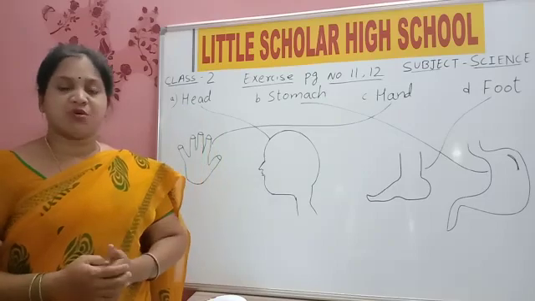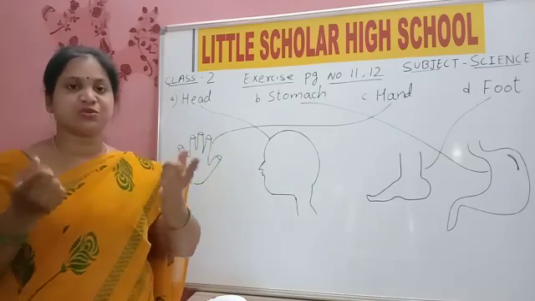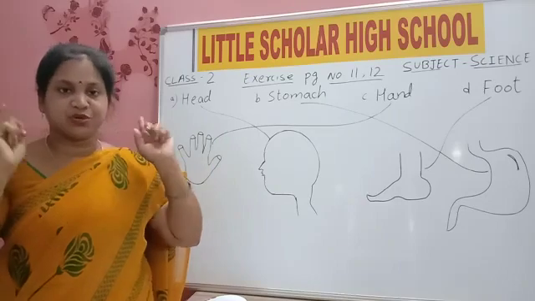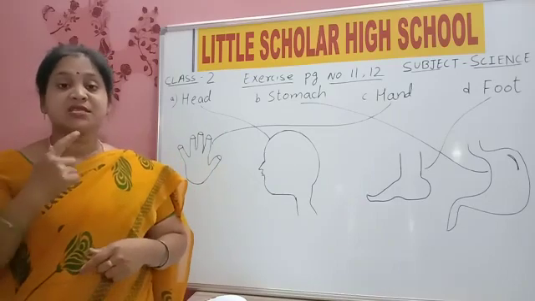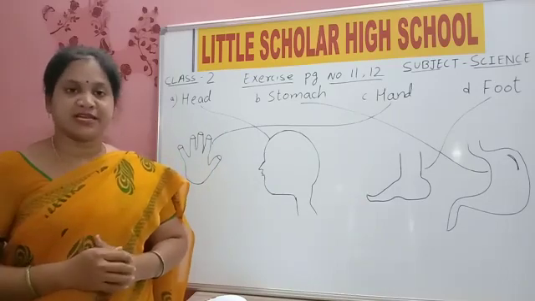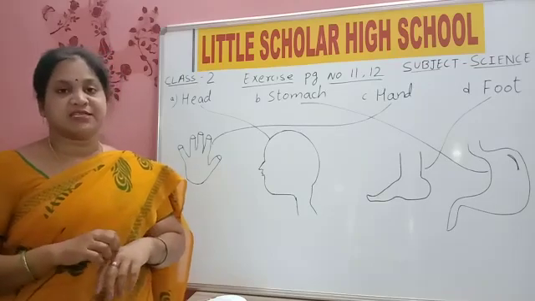How do eyes help us? Eyes help us to see. Ears help us to hear. Nose helps us to smell. Tongue helps us to taste. Skin helps us to sense.